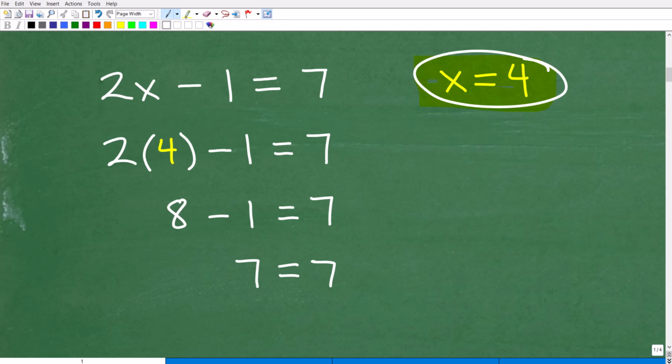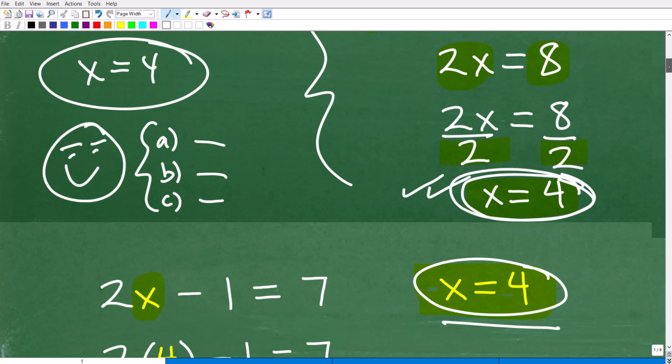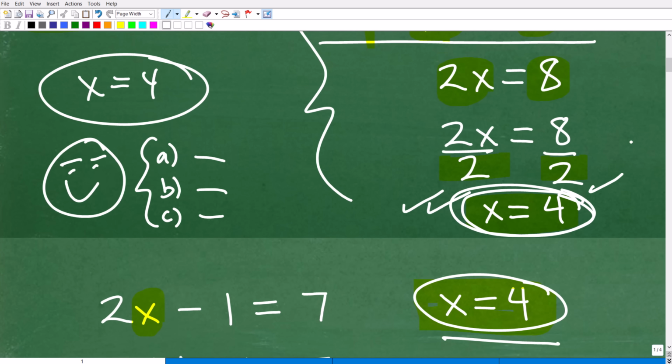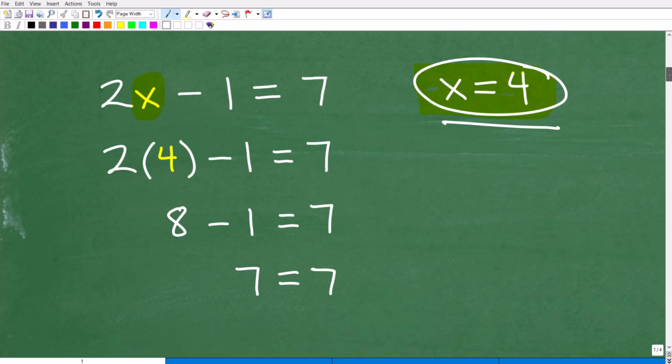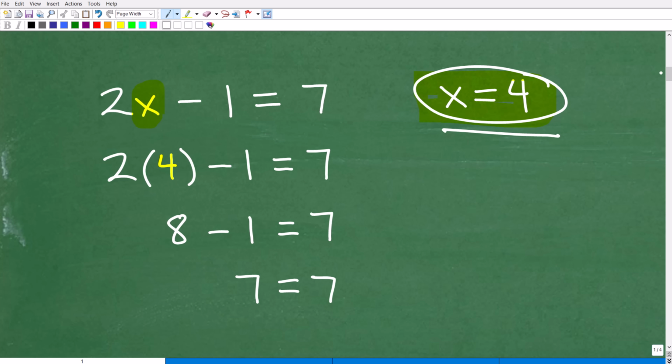What you're going to do is replace the variable with what you believe the solution is. Here I think the solution is x is equal to 4. I did all my work right here, everything looks good, and I got x is equal to 4. But we can verify that, and you need to know how to do that. I'm going to replace the variable x with what I think the solution is, 4. And when I do that, I'm going to get 2 times 4 minus 1 is equal to 7.